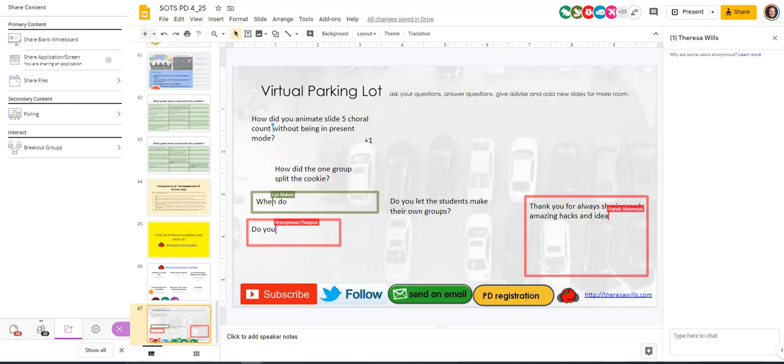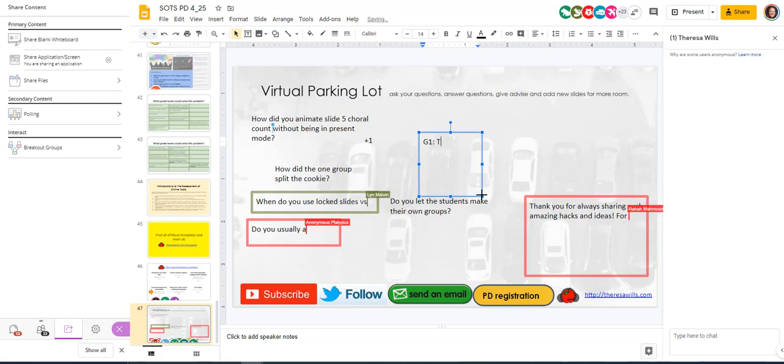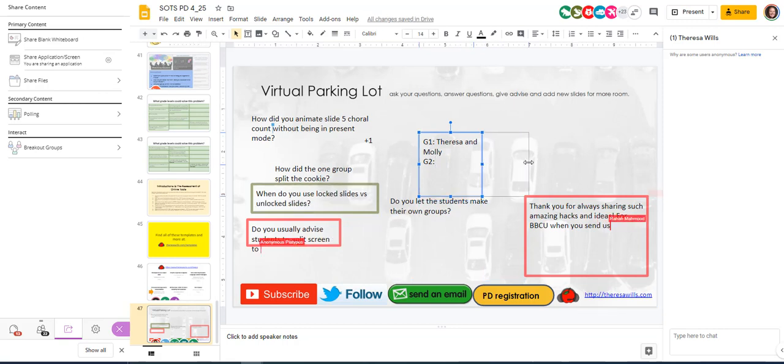Sometimes I'll just put on slides, here's your groups. Group 1 is Teresa and Molly. Group 2, and I'll just type them in where students don't get a choice, but they're doing the work of moving so that there's less on my end.